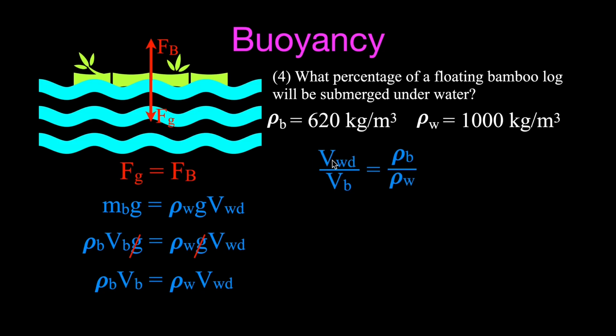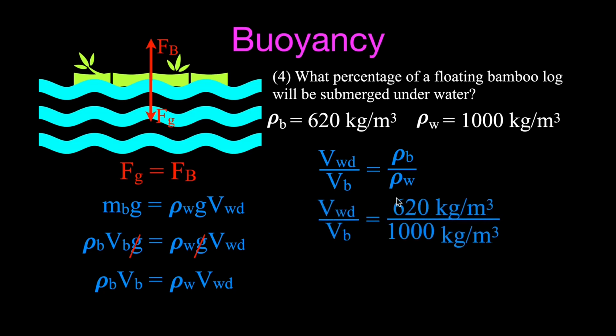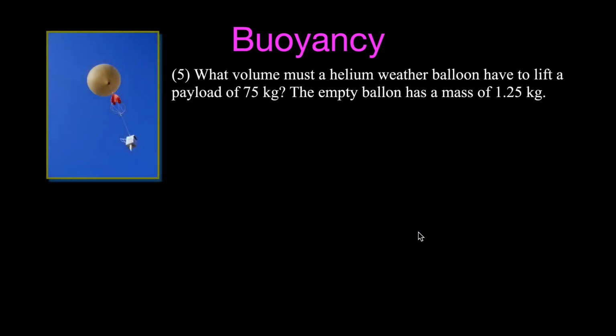The ratio of the volume that is submerged, displaced there, divided by the volume of the bamboo is equal to the density of the bamboo divided by the density of the water. And therefore, we can take that ratio and divide the 620 by the 1,000, and you get 0.62, or 62%. So that means 62% of the bamboo would be underwater.